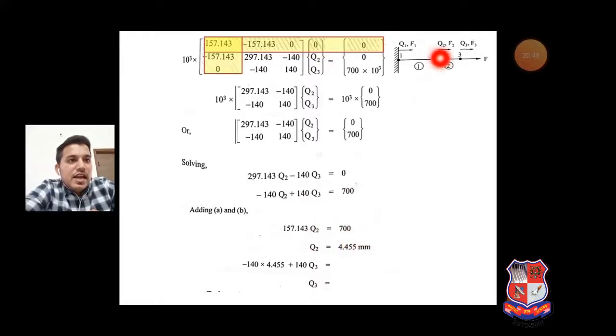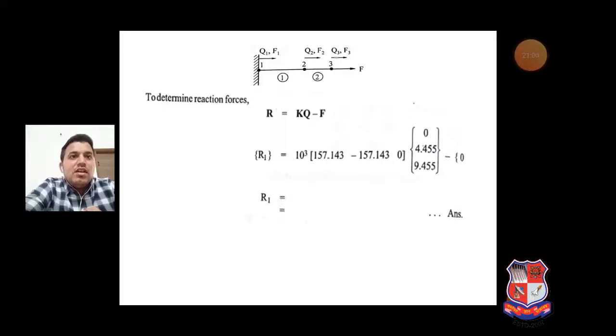The answer is the displacement at q2 at the second node, and similarly we have to find the displacement at node number 3. So have you understood everything? Let's go ahead to the reaction. We know that reaction is always at a fixed node. So R is equal to KQ minus F. We are directly putting our highlighted portion here, 10 raised to 3, first column, first, this is the value.